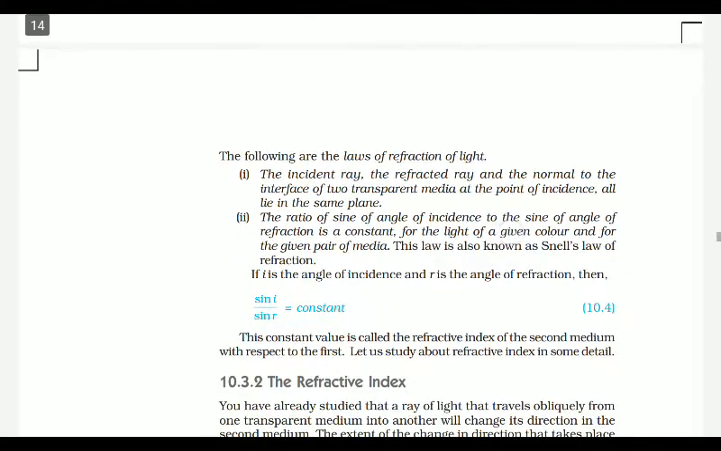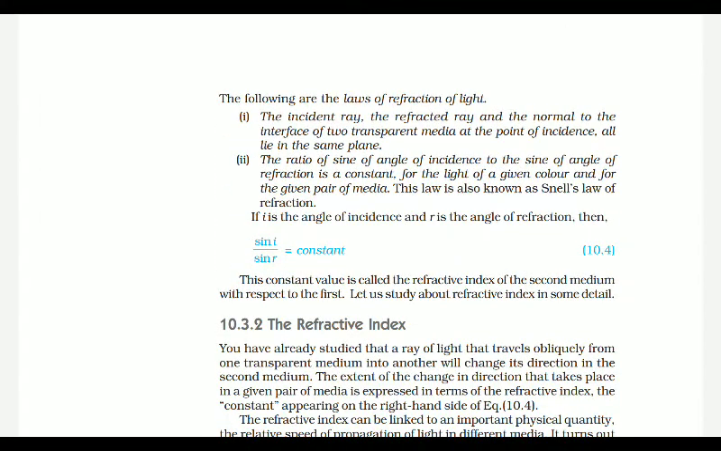The following are the two laws of refraction of light. First, the incident ray, the refracted ray, and the normal to the interface of the two transparent media at the point of incidence all lie in the same plane. They are all on the same plane. Second, the ratio of the sine of the angle of incidence to the sine of the angle of refraction is a constant for light of a given color and for the given pair of media. This law is also known as Snell's law of refraction.